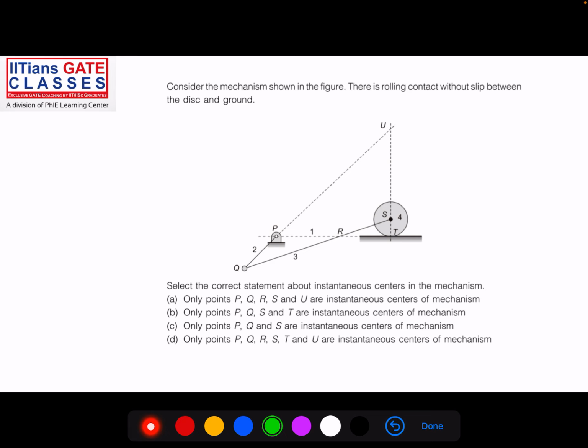They have 6 points: P, Q, R, S, T, U. So these are the 6 points. They are asking which of these 6 points are the instantaneous centers. So basically in this question, you have to find out the instantaneous centers.